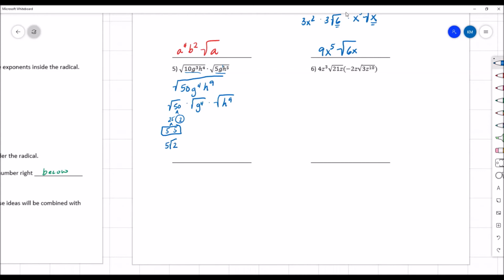g to the fourth, how many pairs of g's do I have? 2. h to the ninth, how many pairs of h's do I have? 4, with 1 left over. So now I'm going to multiply outside times outside. 5 is outside of the radical. g squared is outside the radical. h to the fourth is outside of the radical. So 5 g squared h to the fourth. And then inside of our radical, 2 and h.